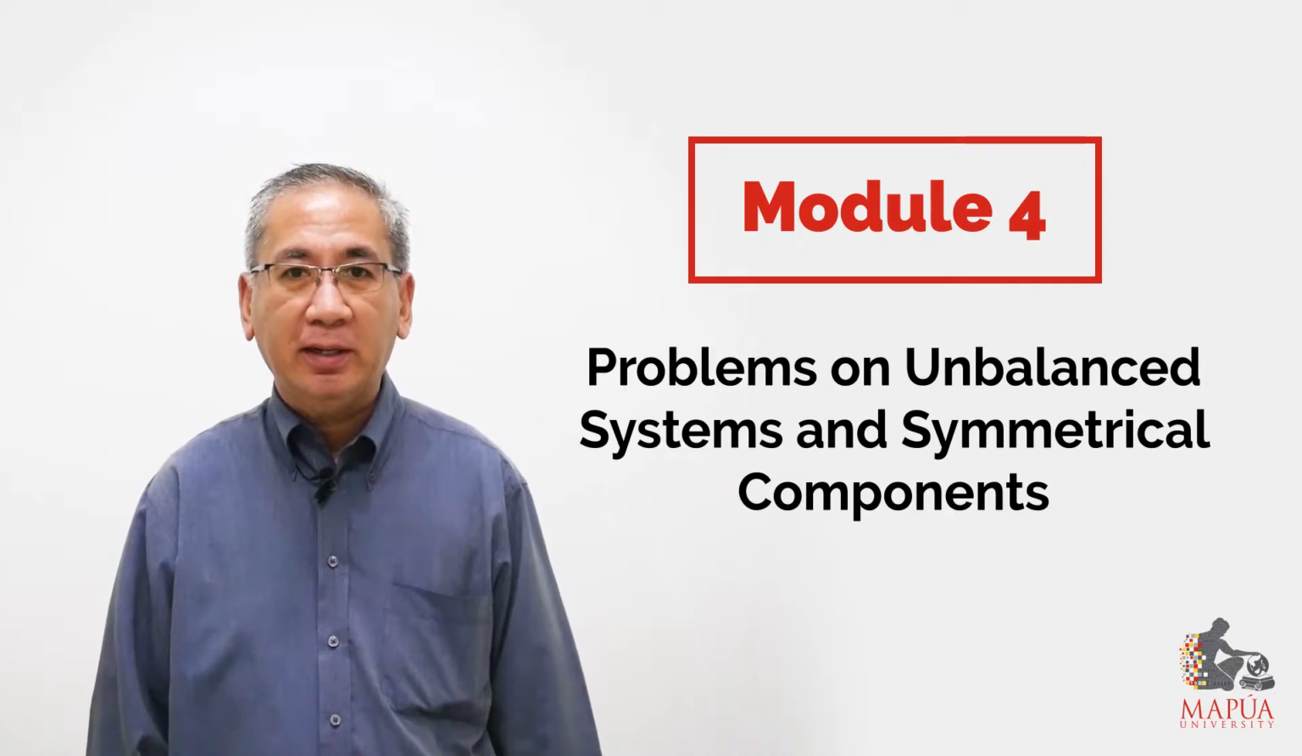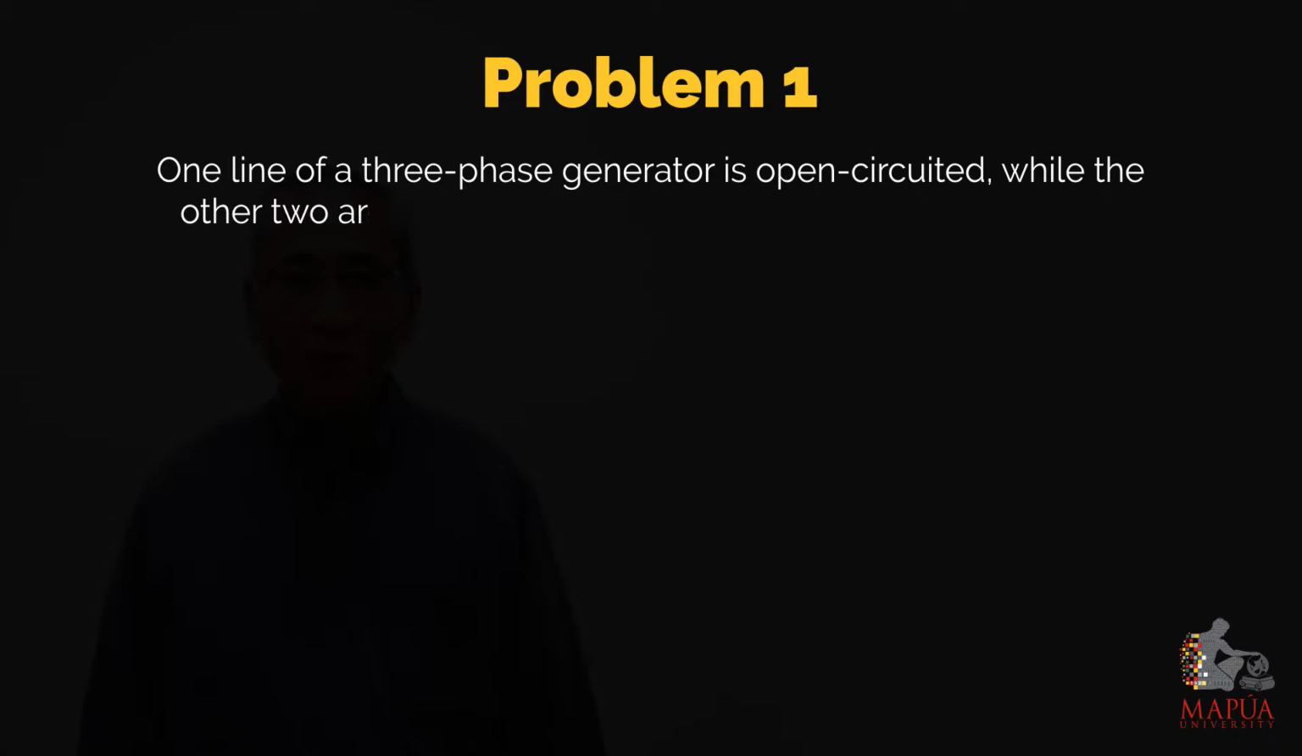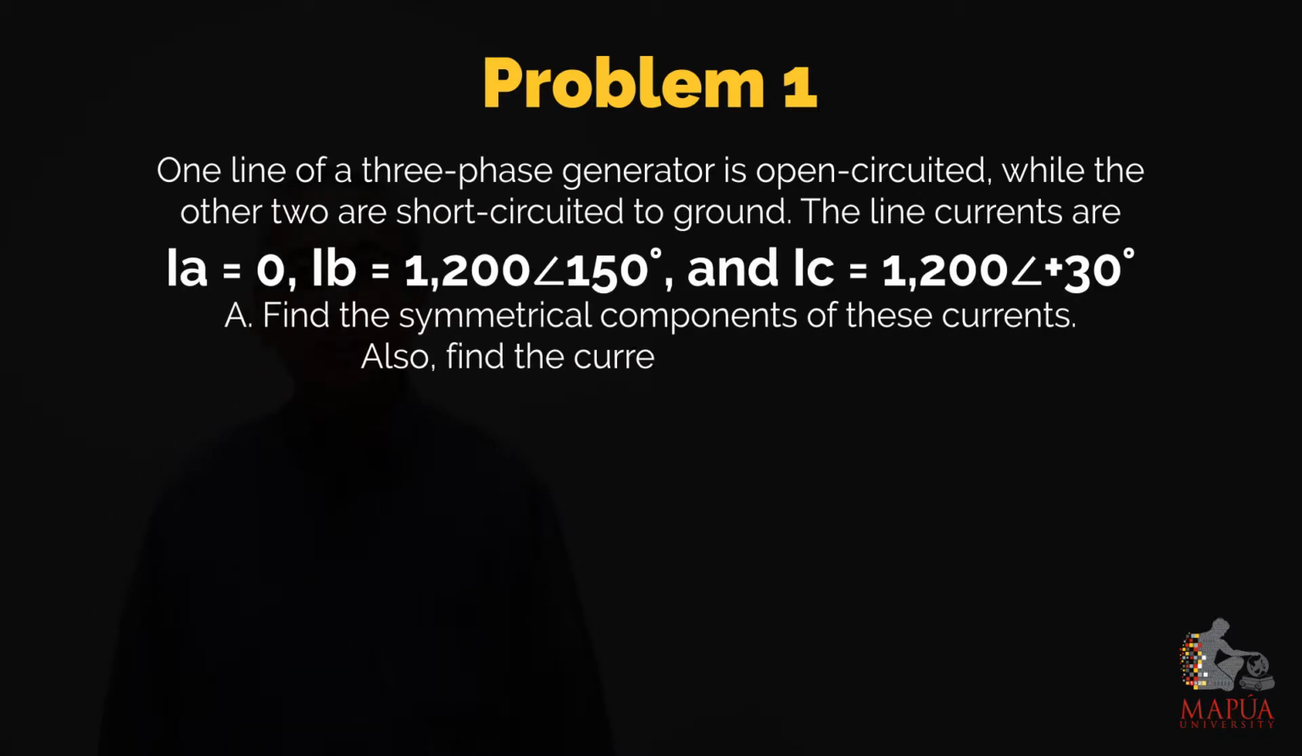I am Professor Ronald Vincent Santiago, and now we will be discussing Module 4, Problems on Unbalanced Systems and Symmetrical Components. The first problem: one line of a three-phase generator is open-circuited, while the other two are short-circuited to ground. The line currents are IA equal to 0, IB equal to 1200 angle 150 degrees, and IC equal to 1200 angle positive 30 degrees amperes. Now, find the symmetrical components of these currents.